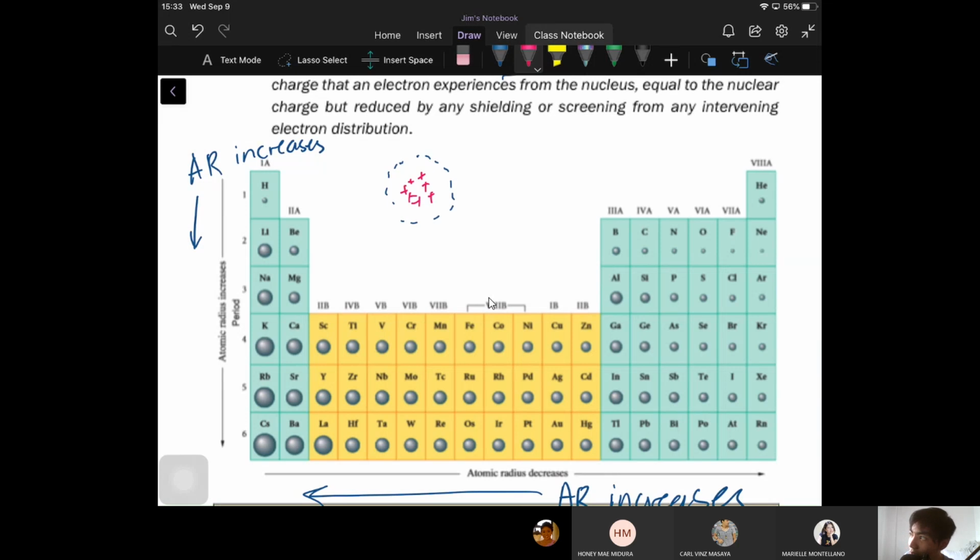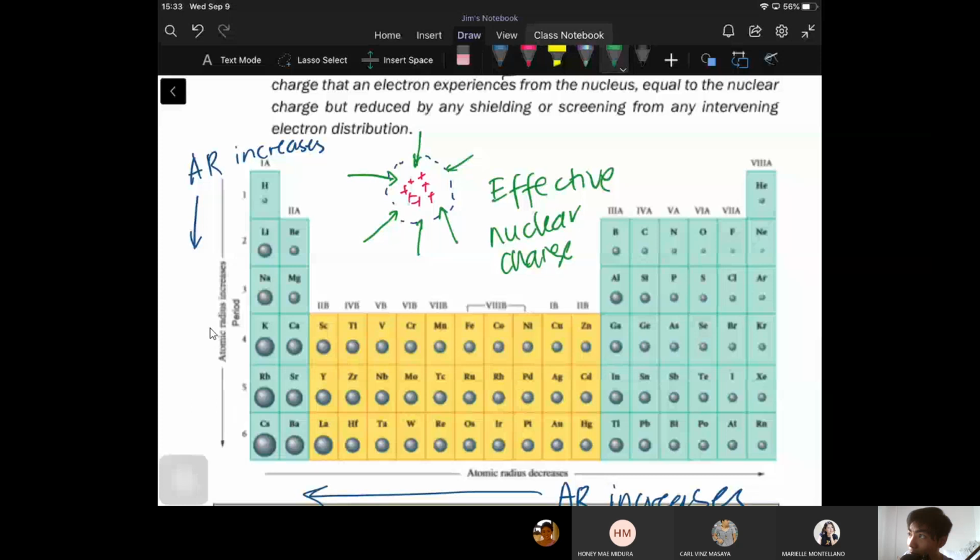Habang pumupunta ka papunta sa right side, dumadami lalo yung protons. Ano mangyayari? Mas maraming humihila sa electrons. So what will happen is that because of the increasing number of protons, napupull paloob yung electrons. Ito yung sinasabi nating effective nuclear charge. So anong idea? Habang pupunta ka pahiga dito, dumadami yung protons, pero iisang energy level sila. Remember, ito isang energy level yan. Ito, 4th energy level, 5th energy level, 1st energy level. Pero kapag dumadami yung protons, yung mga electrons on the same energy level, they are being pulled inwards, no? Kasi dumadami yung protons.